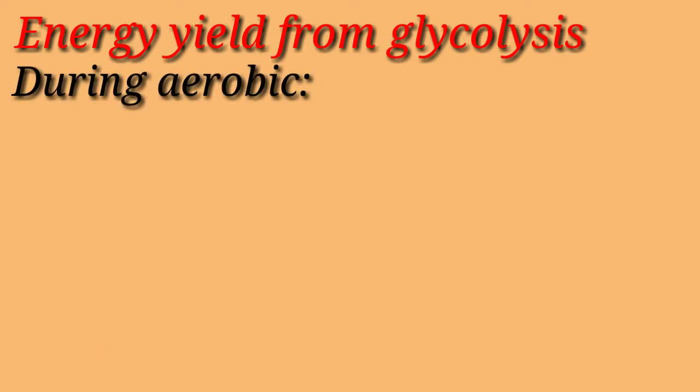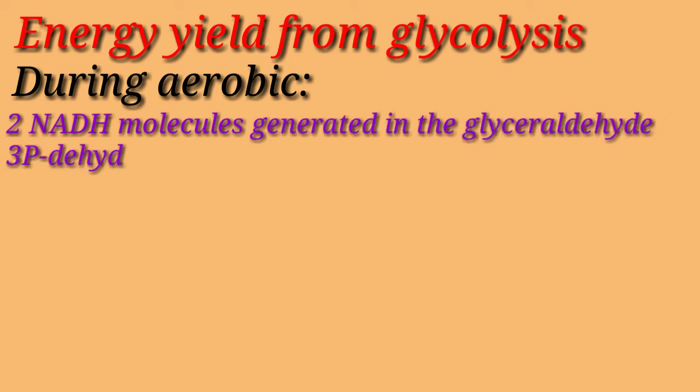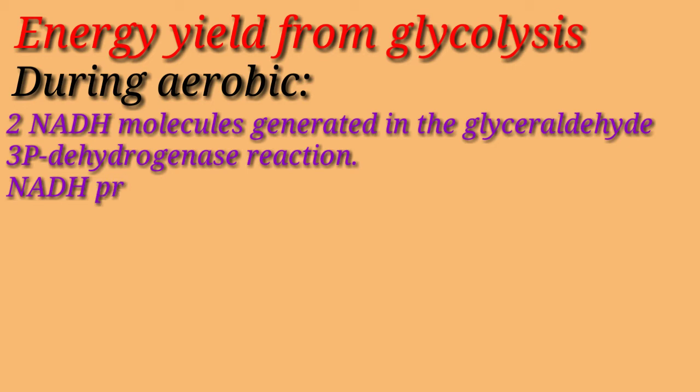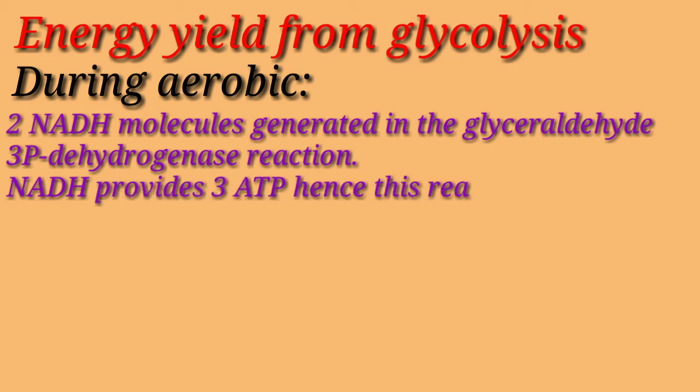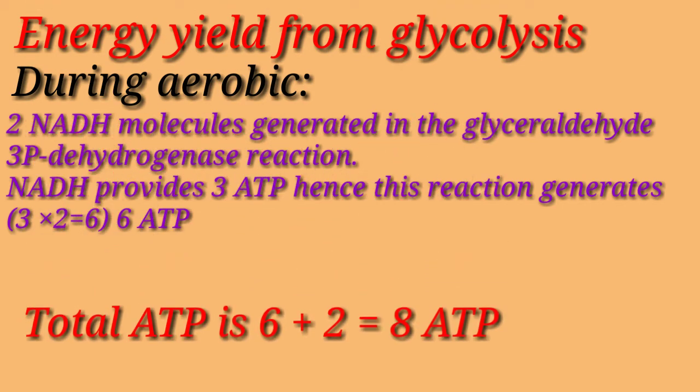And energy yield during aerobic condition is as follows. Here, 2 NADH molecules are generated in the glyceraldehyde 3-phosphate dehydrogenase reaction, and each NADH provides 3 ATP. This reaction generates 6 ATP molecules. Therefore, total ATP generated in aerobic condition is 8 molecules.